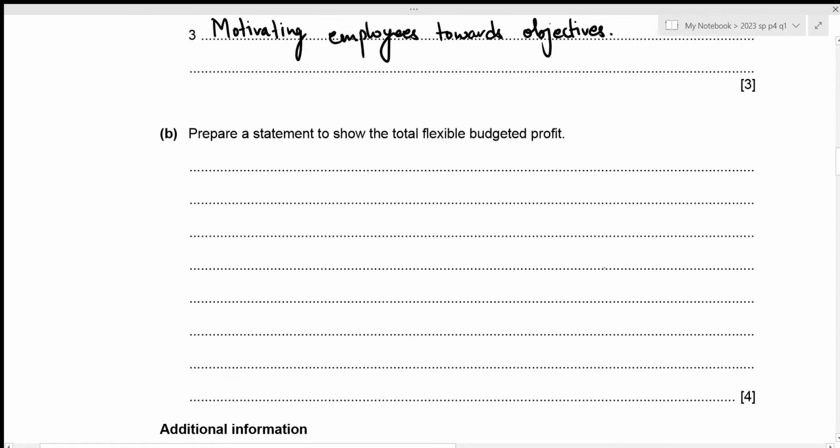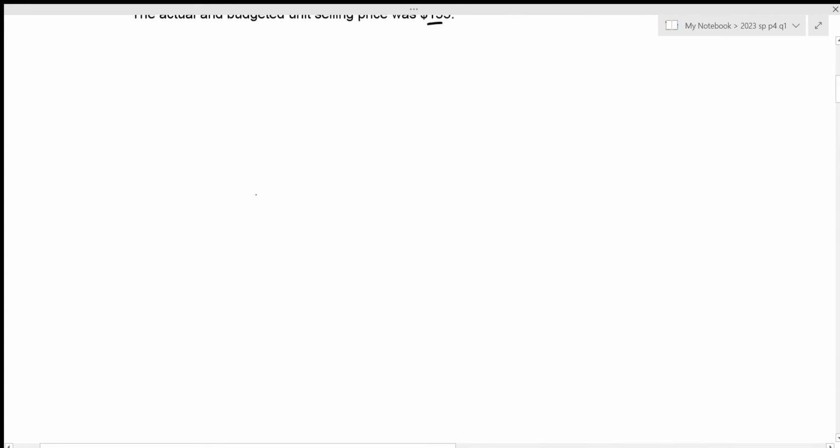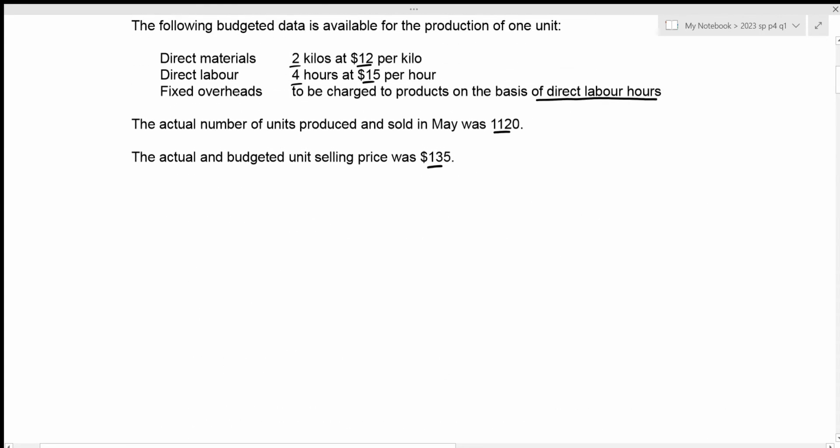We need to prepare a statement to show the total flexible budgeted profit. And remember, while preparing a flexible budgeted profit, the output that we will be using will be the actual output, whereas all of the costs will be the budgeted ones. Okay, so we can start with our revenue. Let's have a look above. We were told that the actual number of units produced was 1120, so we will be using this number of units for each of our cost headings.